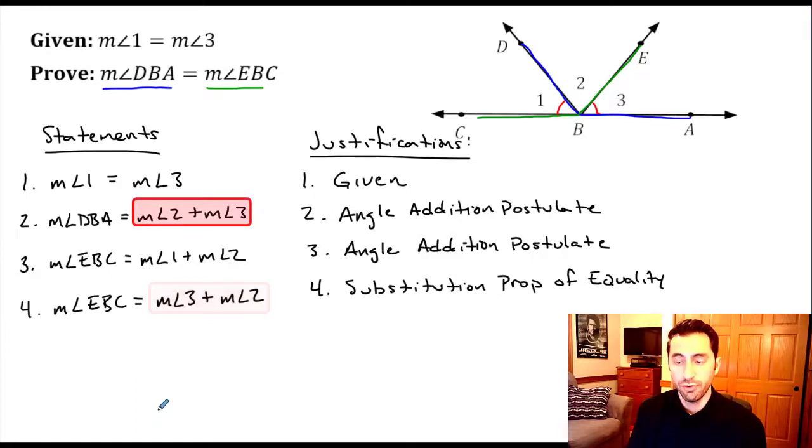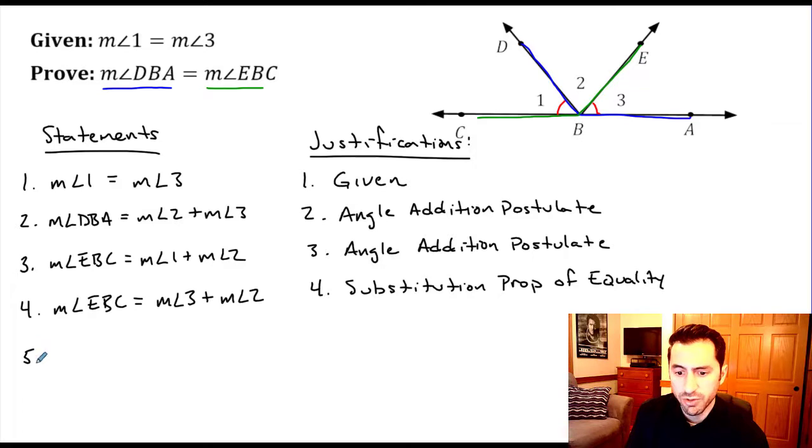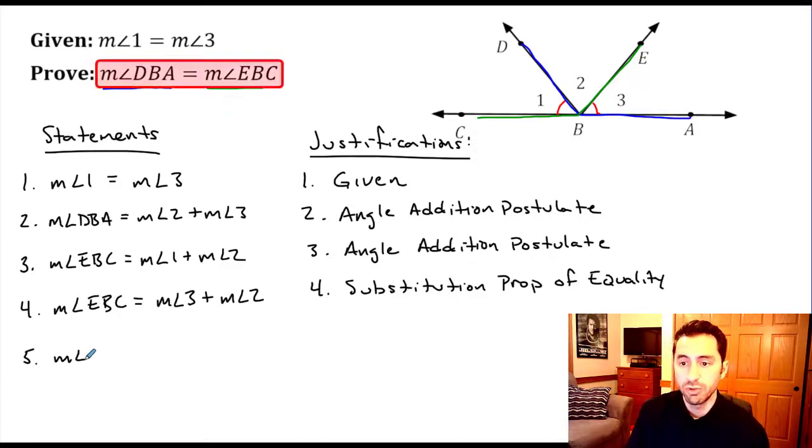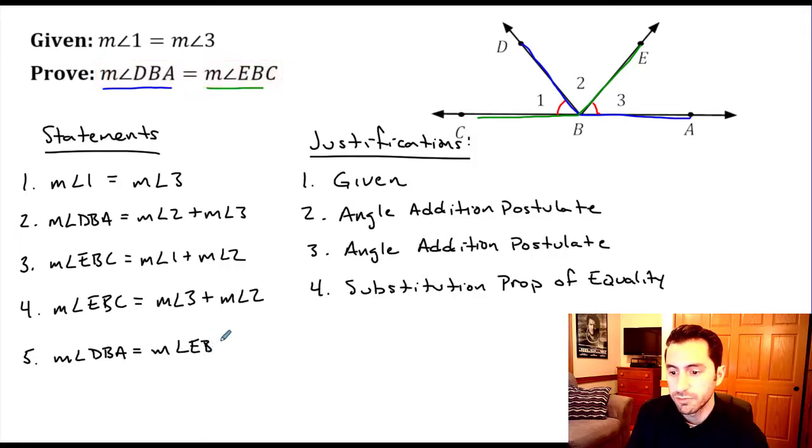I also know that angle DBA is the same as angle 2 plus angle 3. So if both of those are equal to 2 plus 3, they have to be equal to each other. So I can finish up, and this is my conclusion. What I want to prove is this last statement, so I am just going to copy that down. The measure of angle DBA is equal to the measure of angle EBC.